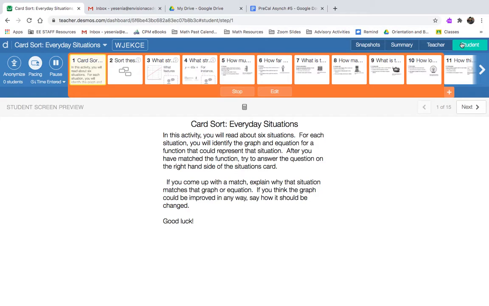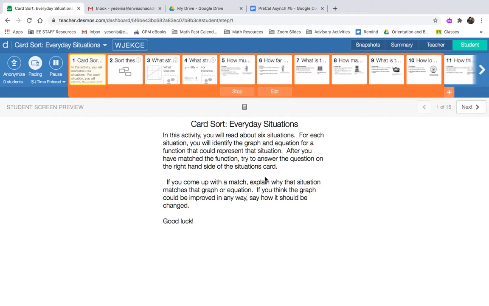This is how to do our Desmos sorts, with the follow-up questions that you'll be doing for your asynchronous number 5. You're going to be doing a card sort. You're going to have 6 situations. For each situation, you need to identify a graph and an equation for a function that could represent the situation. After that, you've matched up the 3 things. Later on in the slides, you'll be answering some questions about how you matched up and so forth.